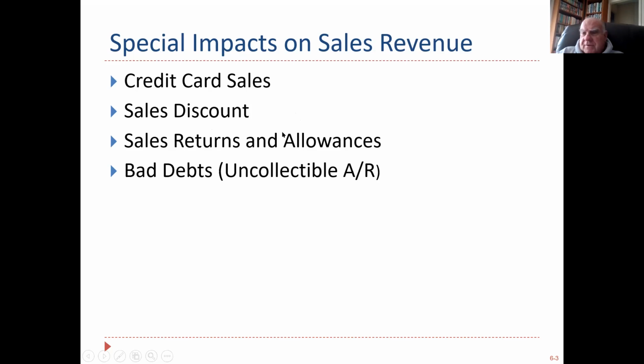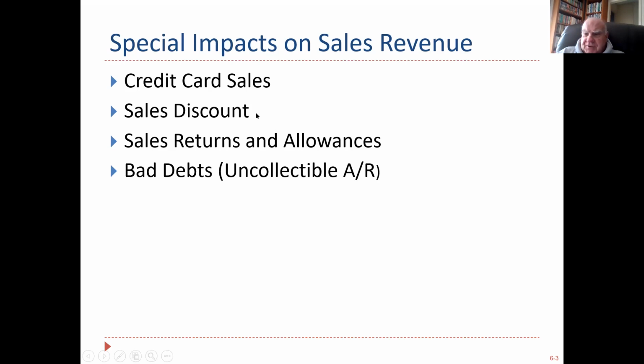What you do debit are these contra revenue accounts, sales returns and allowances. You returned a garment because it didn't fit right. You brought the garment back and the store said, look, you paid $50 for this. I'll knock 25 off the price, you keep it. That would be an example of an allowance.